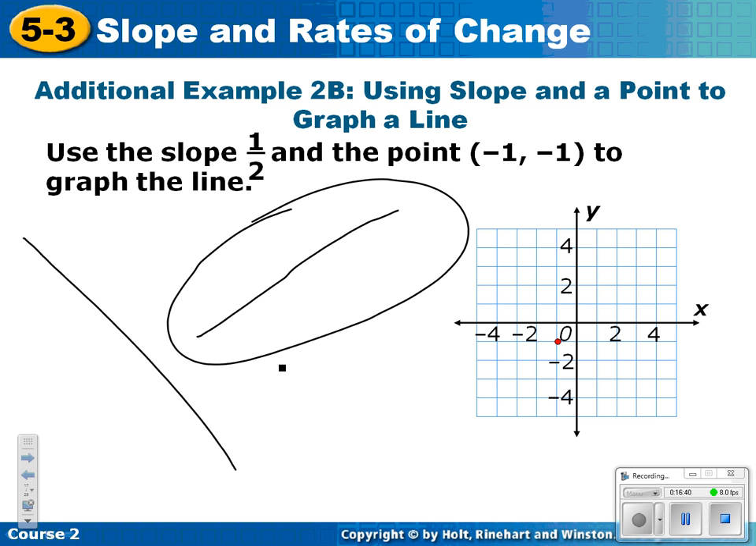1, 2. So the first one tells me how far to go up or down. Doesn't matter up or down, which way do you want to go? How many? 1. So now I'm here. I'm at that intersection right there. 2 tells me how far over to go. Do I want to go left or do I want to go right? Jeremiah, I want to go to the right too. 1, 2. There we go.